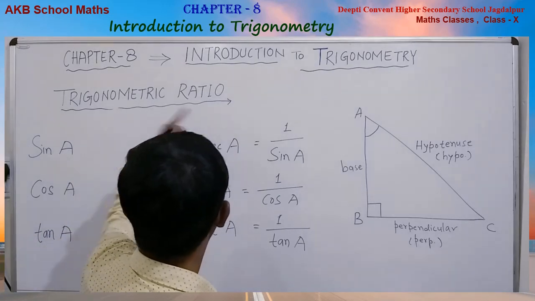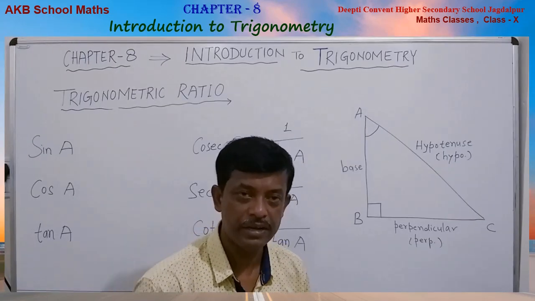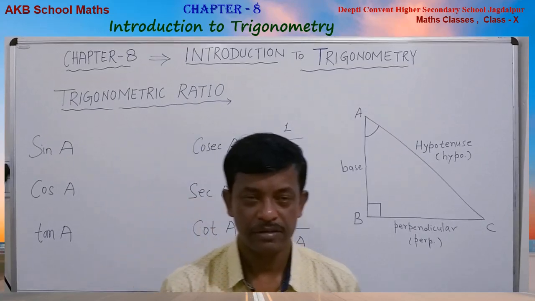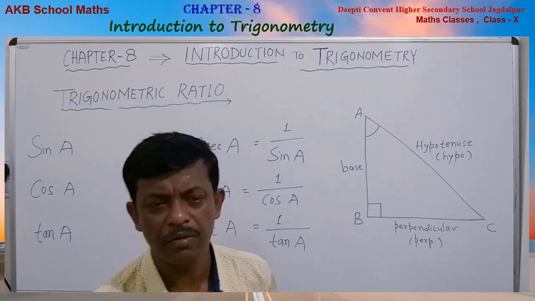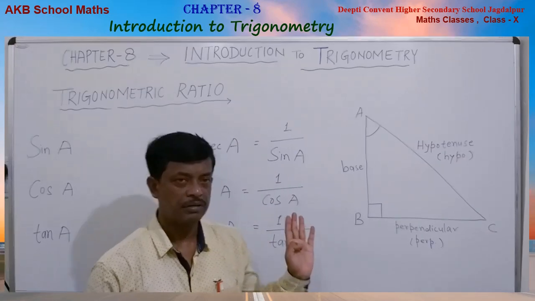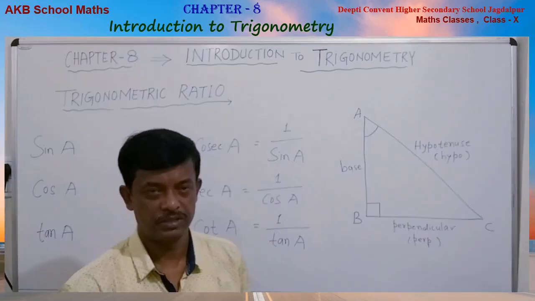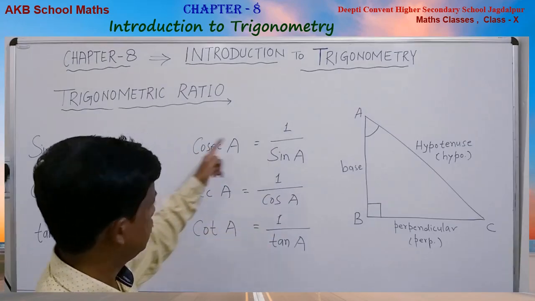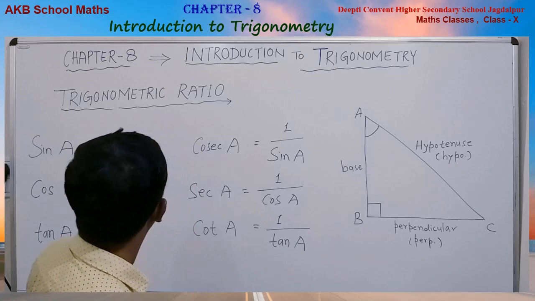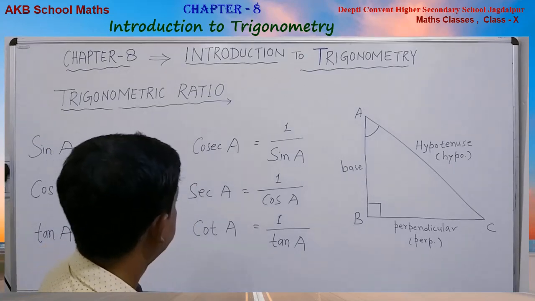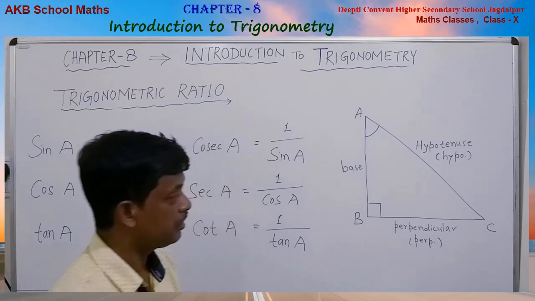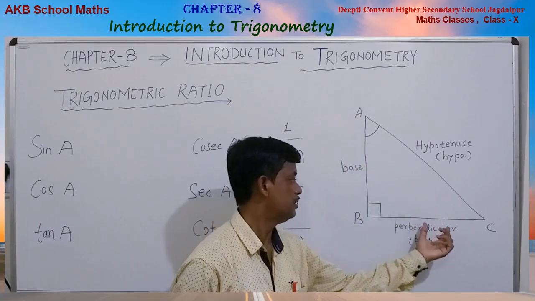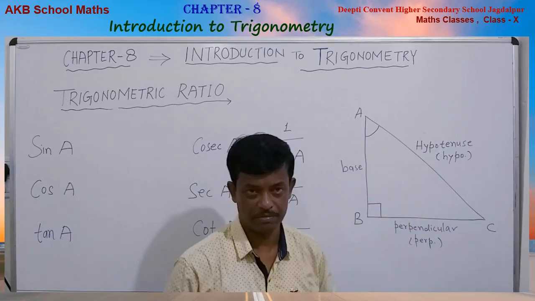These 6 trigonometric ratios are very useful to find the height of a tower, the height of a tree, and different types of problems you can solve by using trigonometric ratios. These are the inverse relations between these three. And here, if we are concerning angle C, then this will be the perpendicular, this will be the base, and the hypotenuse will be the same.